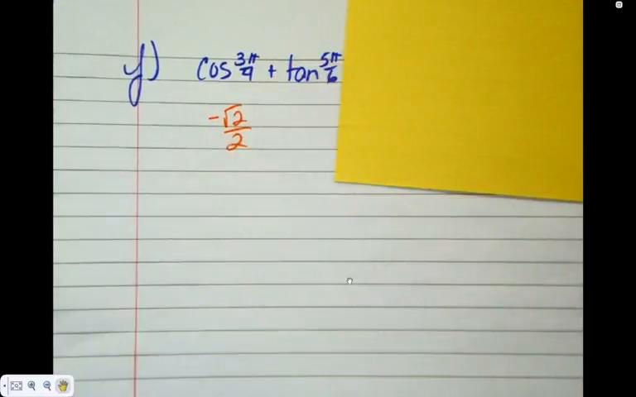I heard negative root 2 on 2. Okay, so let me just go through the thought process. You go through the pi on 4 family, root 2 on 2, root 2 on 2. Cos is the x value, root 2 on 2. 3 pi on 4 is quadrant 2. Cos is negative, negative root 2 on 2. Okay, now let's just look at the other half.